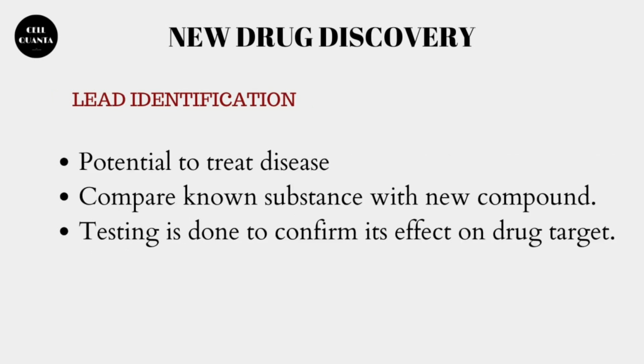The next step is lead identification. A lead compound or substance is one that is believed to have the potential to treat disease. Laboratory scientists compare known substances with new compounds to determine the likelihood of success. The leads are sometimes developed as collections or libraries that possess properties needed in a new drug. Testing is then done on each of these molecules to confirm its effect on the drug target.